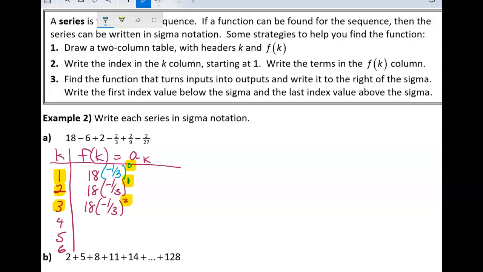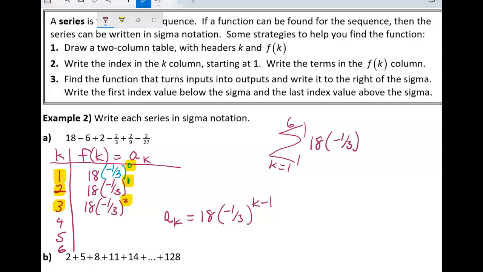So that means that in each case, our A sub K, or our F of K, is 18 times -1/3 raised to the 1 less than the value of K. So in sigma notation, this summation is the sum as K goes from 1 to 6, for 6 terms, of 18 times -1/3 raised to the K minus 1.